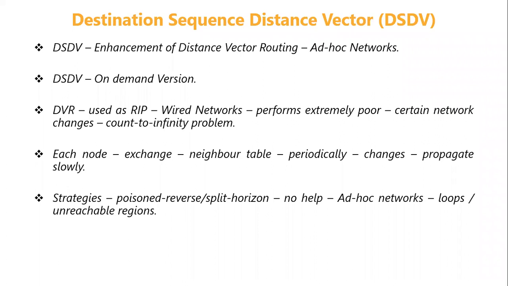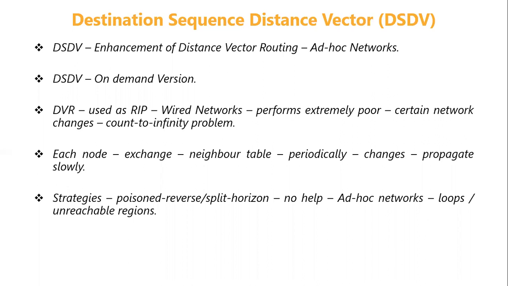So there are some strategies to avoid this in fixed networks, to ensure that the changes propagate fast. These are the poisoned reverse technique and the split horizon technique. But such techniques will not work with wireless ad hoc networks due to the rapid change of topology, or the dynamic nature of wireless ad hoc networks. Also, this might create loops or unreachable regions within the network.